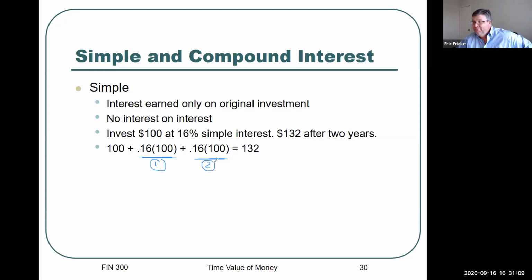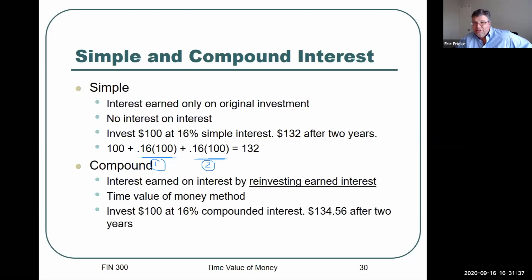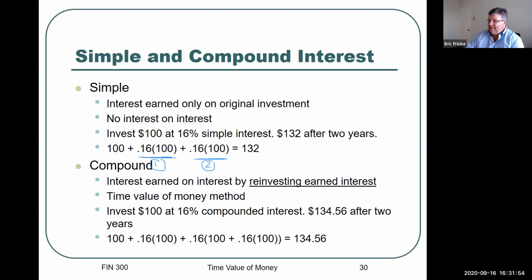That's simple interest. Now with compound interest, you always reinvest your interest such that the following year you get interest not only on your original principal, but also your interest from the previous year. So we reinvest our earned interest. And this is called compounding your returns because you're getting interest on top of interest. In this case, if we invested $100 at 16% compounded interest, we'd have a little bit more at the end of 2 years. We'd have 134.56.